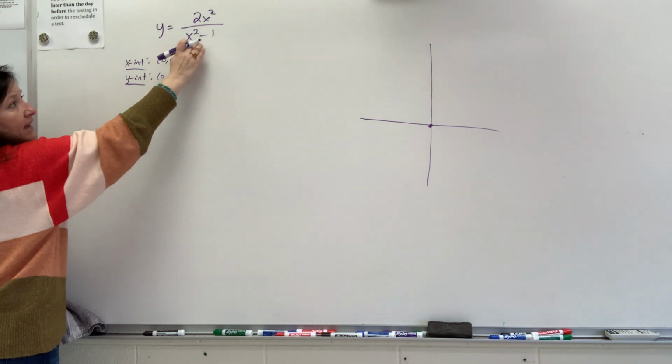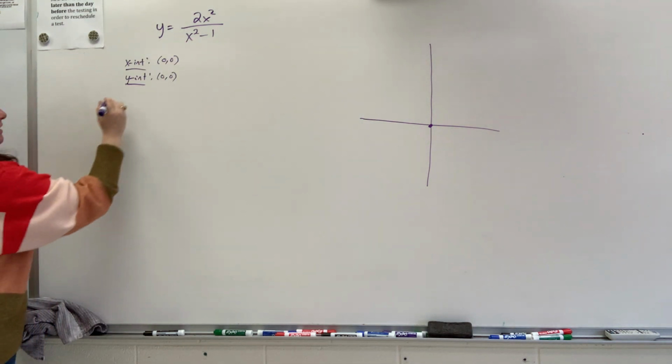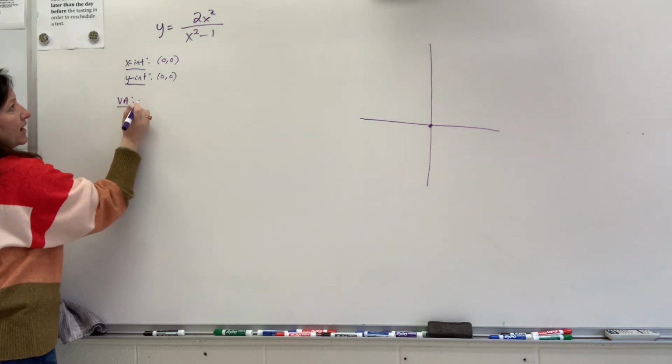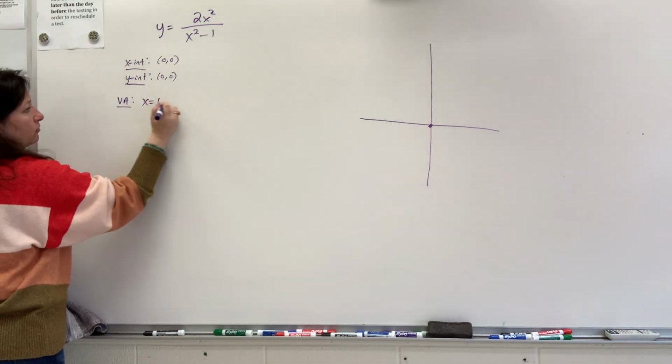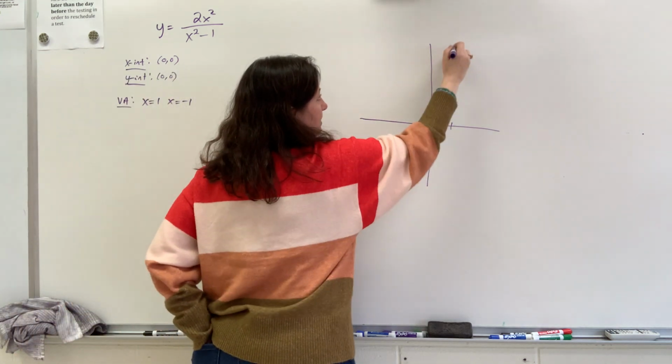We said the domain couldn't be 1 or negative 1. Are those going to be vertical asymptotes or holes? Those are going to be vertical asymptotes. I can't remove them. So I have vertical asymptotes at 1 and negative 1. So I'm going to go ahead and put those on my graph.